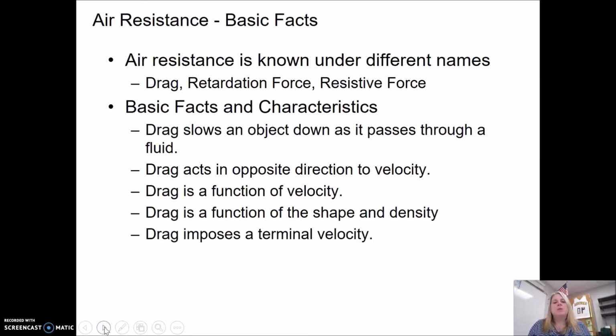Eventually, drag will impose a terminal velocity because we'll see that as velocity goes up, the drag force goes up, until eventually, especially for an object that's falling through the air, that drag force will be the same as the weight of the object. And so terminal velocity is awesome because it's mathematically easier to deal with.